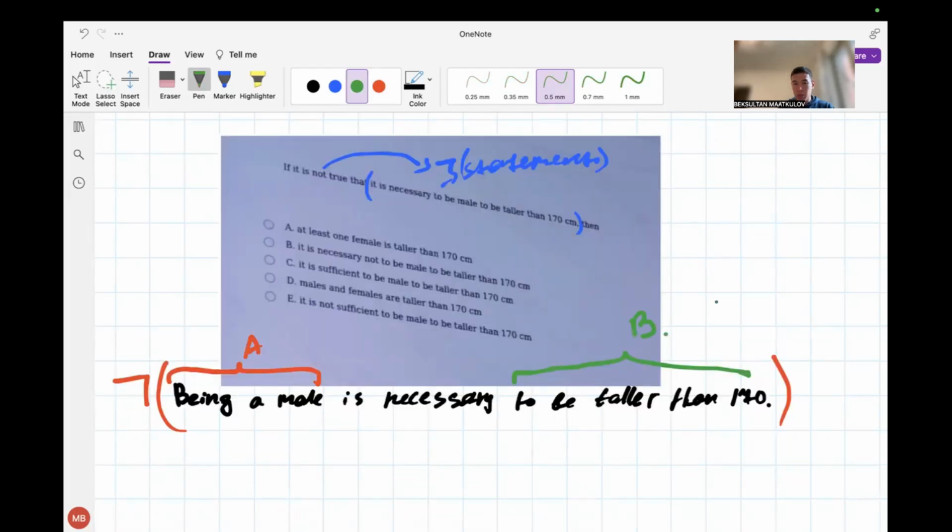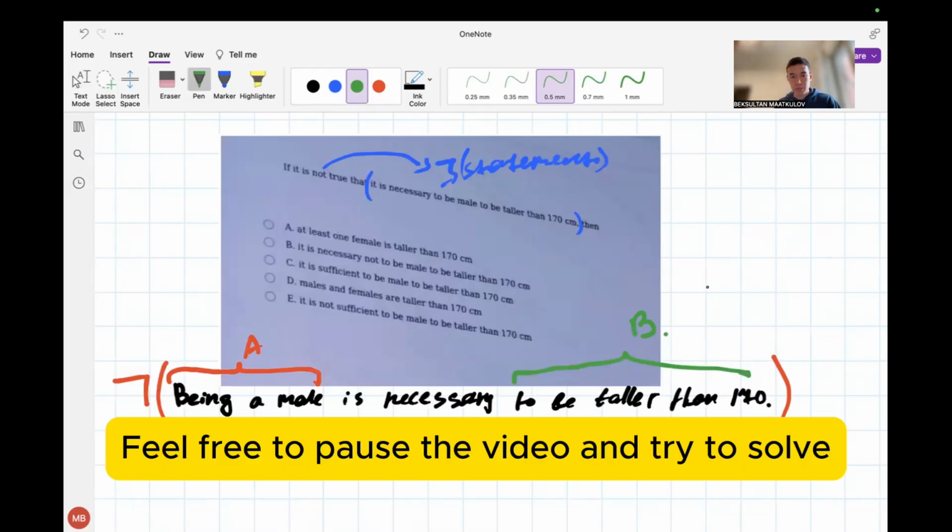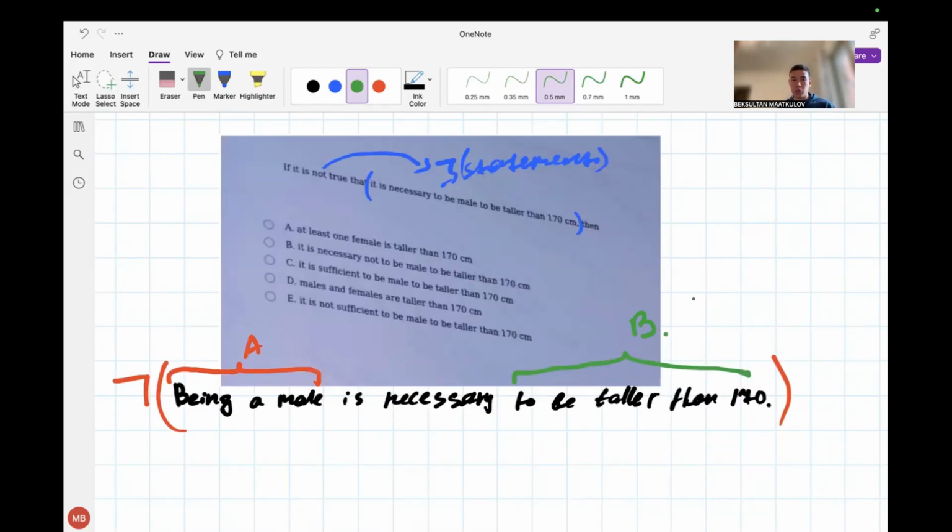Okay, I'll give you 2 minutes, and after 2 minutes, we'll do it together. Feel free to pause the video and try to solve. Try to use notes, which we did on necessary conditions.